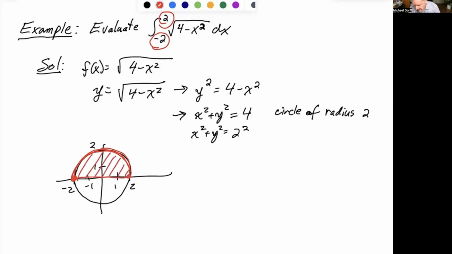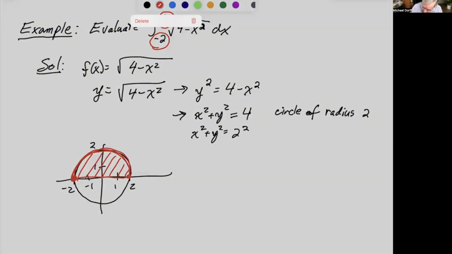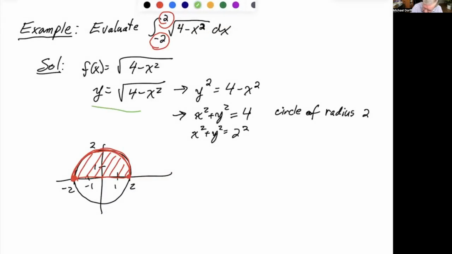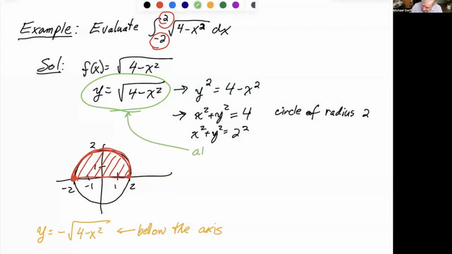Now, you might say, well, why do I pick the upper hemisphere, the part above the x-axis and not the part below the x-axis? Well, that's because the y values here, that y value there, is a positive value. y equals the square root of 4 minus x squared. Okay, if it was below the x-axis, I would do something like negative square root of 4 minus x squared. That would be below, but because it's positive, this means it's above the x-axis.